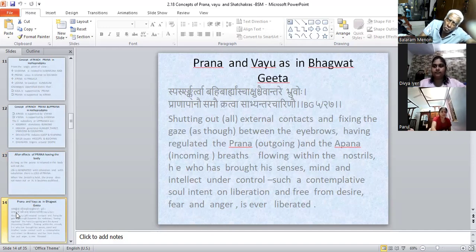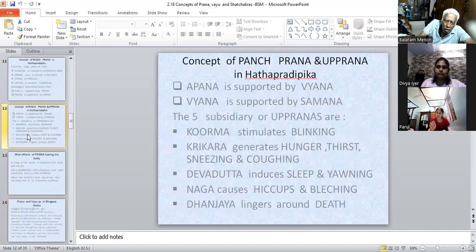One question coming to the previous slide: Dhananjaya, you said, is only there when the person is around death. So is that the last prana in the body, or is it never there in our body, and only gets activated when the prana is going out of the body? These upapranas are the subsidiary pranas of the main prana. Prana is dominant among the pancha prana. That you always remember. Prana controls all the other four pranas. Its subsidiary is the upaprana. And this is the last. Dhananjaya lingers around the death.